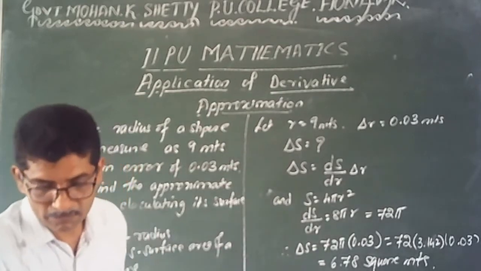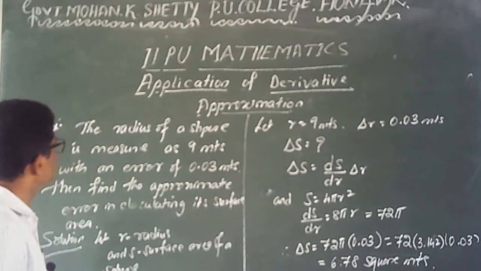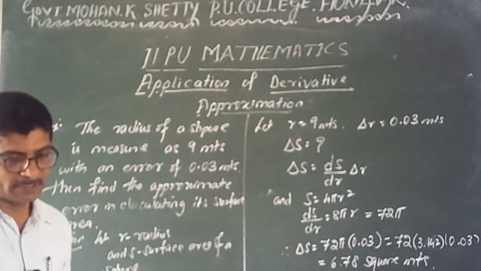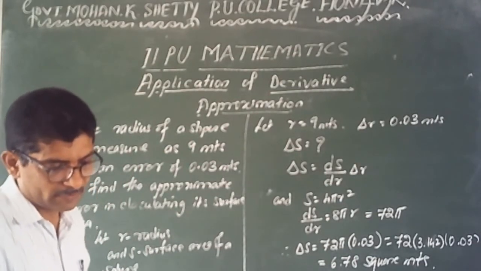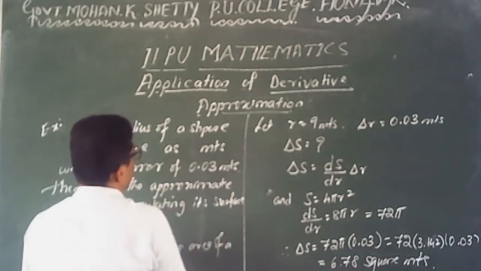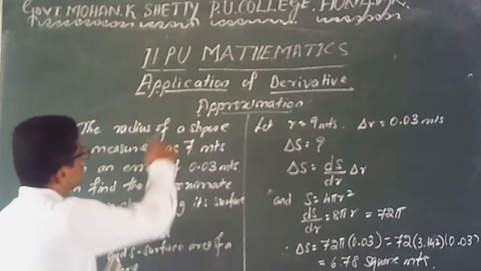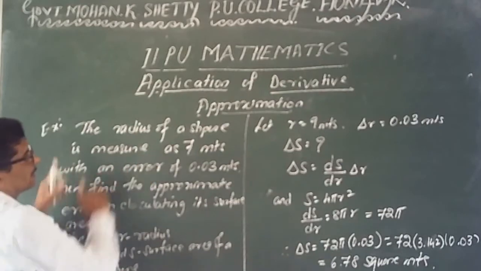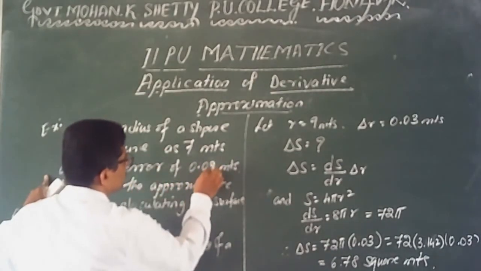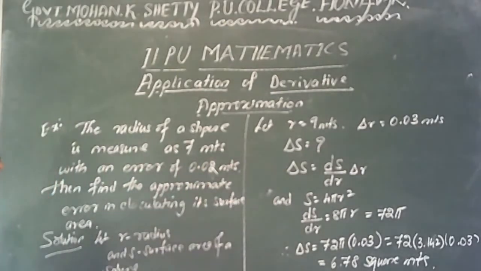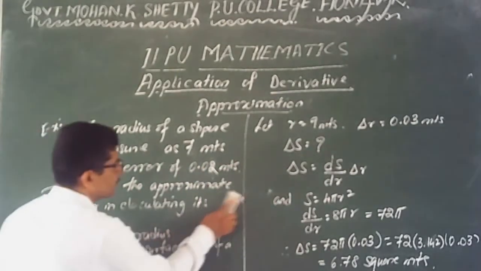The similar type, one more problem. Suppose the radius of a sphere is measured. This value is equal to 7 meters. The radius of a sphere is measured as 7 meters with an error, suppose 0.02 meters. Then find the approximate error in calculating its volume.